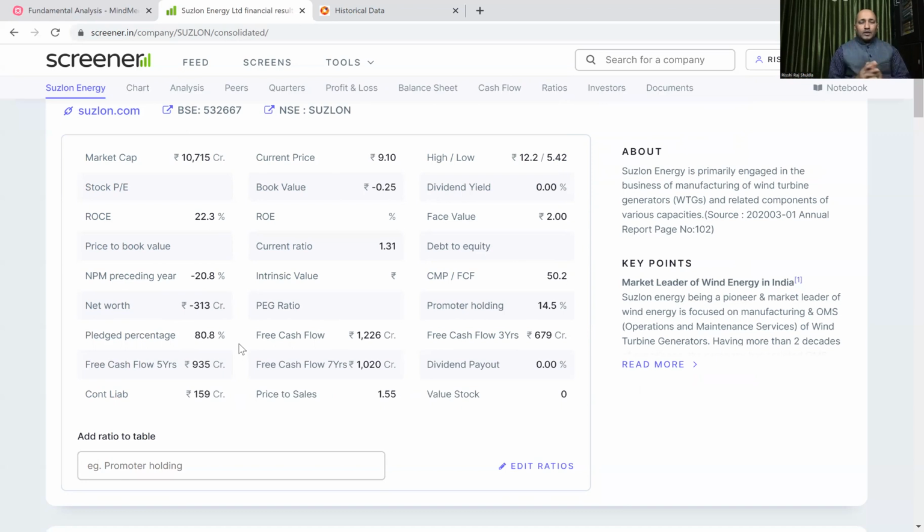So now we have a fair idea of how we can check the valuation of a company and the valuation of an index, and how we can infer whether to go ahead with the investment or wait.